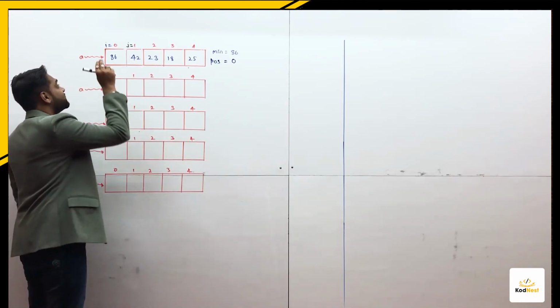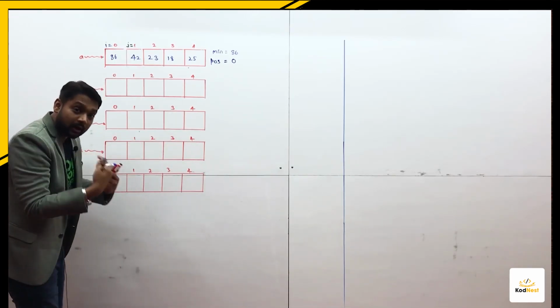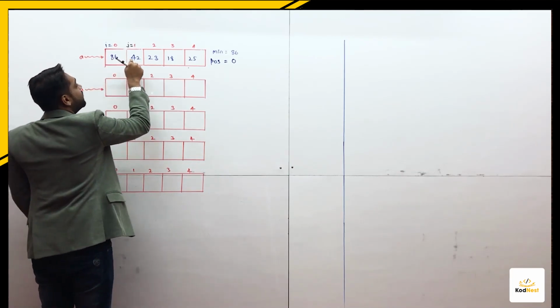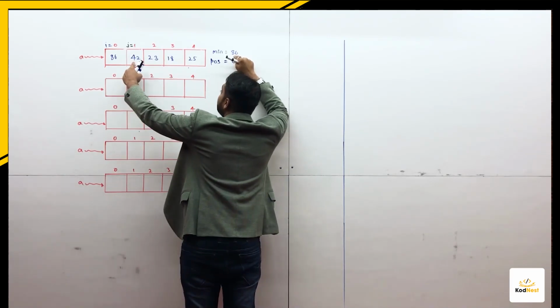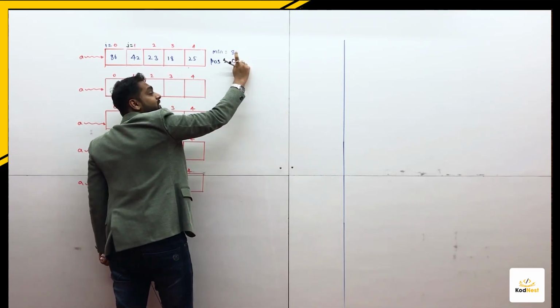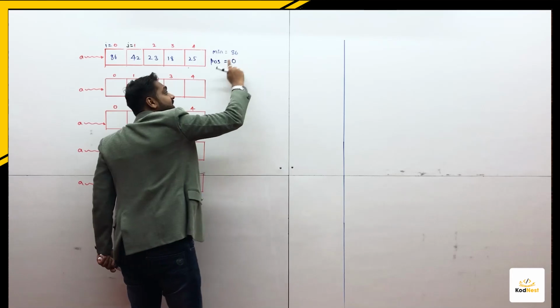So once you appoint the servant to check for the real minimum, now check whatever is there in array of J, whether it is less than minimum. What is array of J? 42. What is minimum? 86. Is 42 less than 86? Yes.